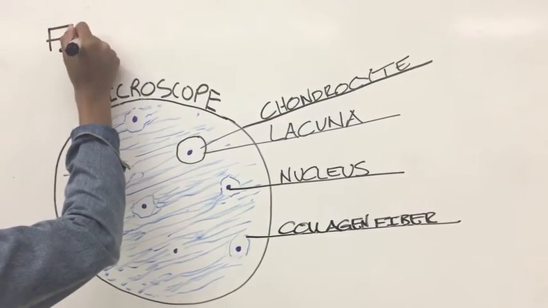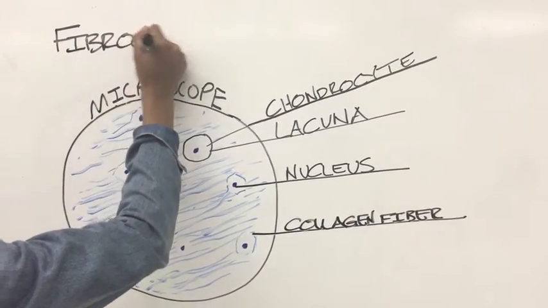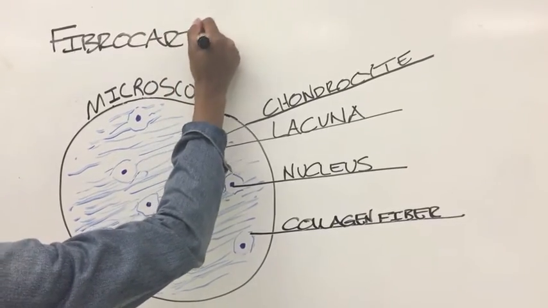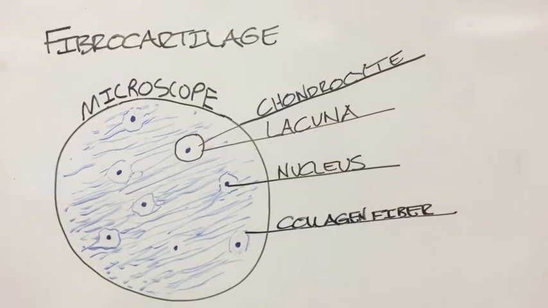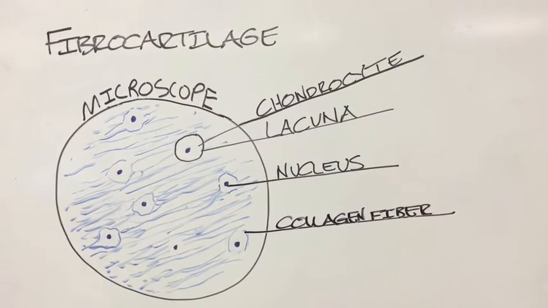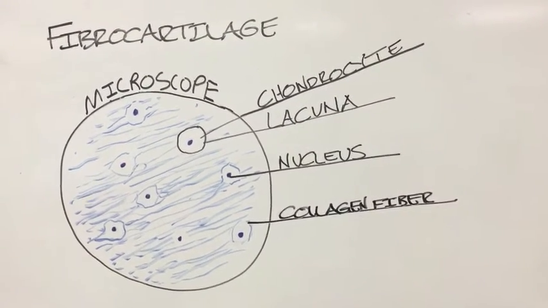Fibrocartilage is somewhat flexible and capable of withstanding pressure and connects structures subjected to great pressure. It contains bundles of collagen fibers with chondrocytes and lacunae. It is located in intervertebral discs, symphysis pubis, and also in articular discs.